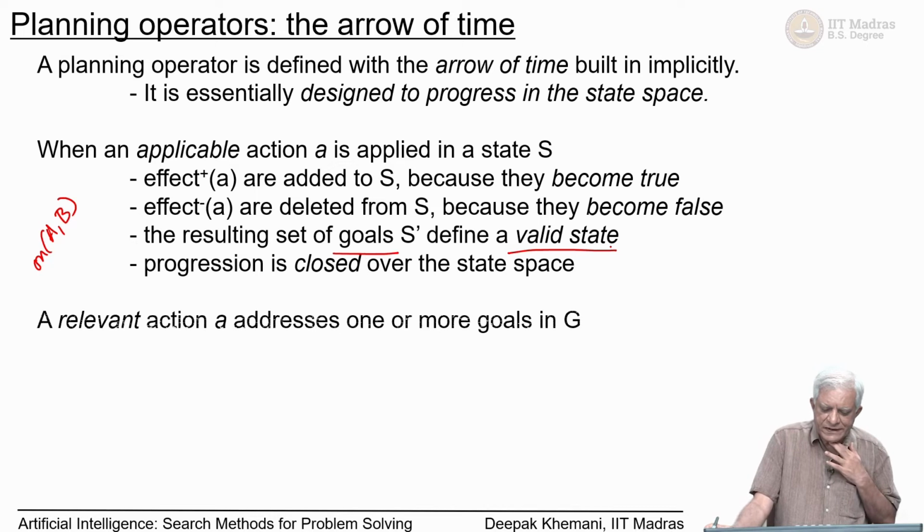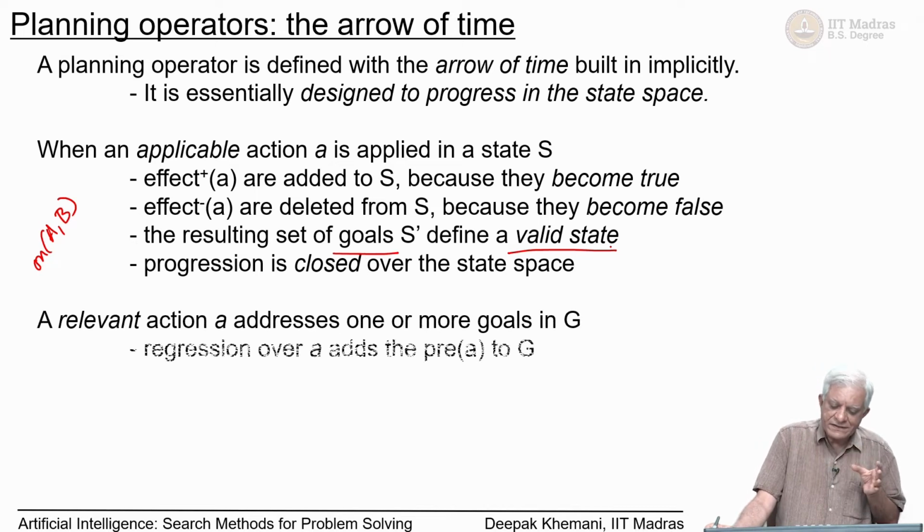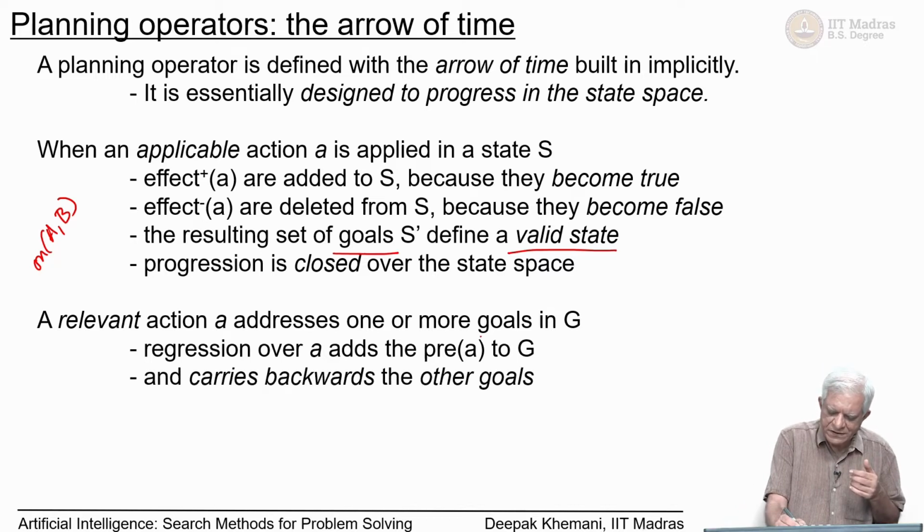That is not true of regression, unfortunately. A relevant action A addresses one or more goals in G. Again, we are using the term goals for predicates. So, we saw that there were two goals, for example, on A B and on B C. One of them will be addressed by every relevant action. Regression over an action A adds the preconditions of A to G essentially, as we have seen, and carries forward other goals which were not addressed by this action into the sub goal essentially.